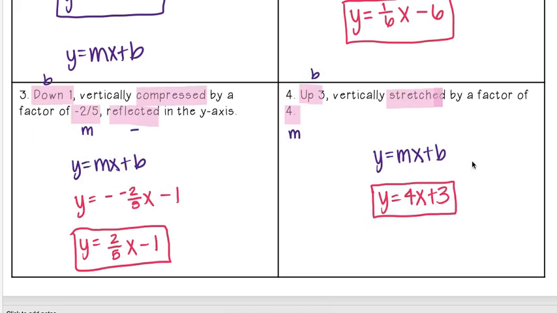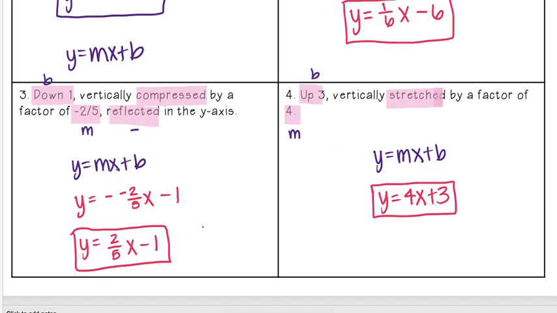So these are the answers that you should have gotten for number 3 and 4. For number 3, it says I'm going down 1, so that means that my b value there is going to be -1. It says it's compressed by a factor of -2/5, so I know that's going to be my slope. And then it was also reflected. And so I know that I'm going to have the opposite of that slope. This one was a little bit tricky in the fact that there were two of these. This was negative, but then I'm also reflecting.